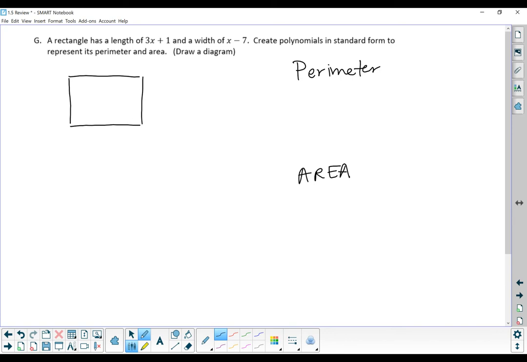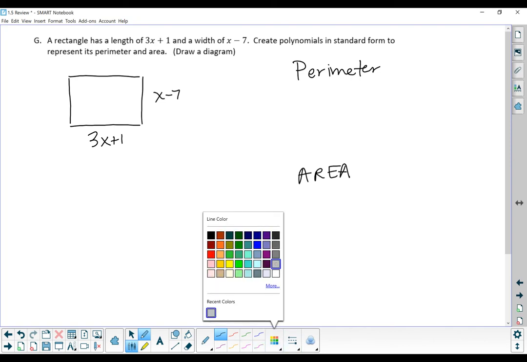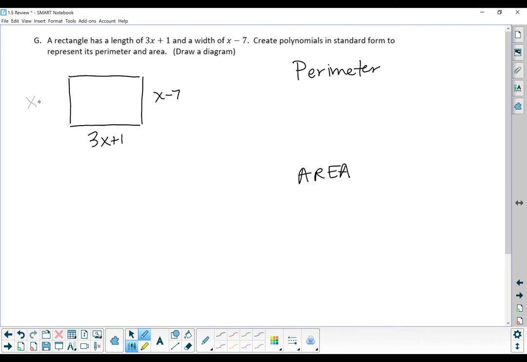So I've got my rectangle here. It has a length of 3x plus 1 and a width of x minus 7. The word width was in my head, so I drew a W. Okay, well, you know how rectangles work, so you know that this side would also be x minus 7, and this side would also be 3x plus 1.